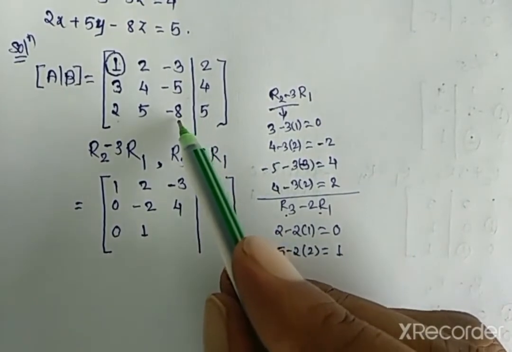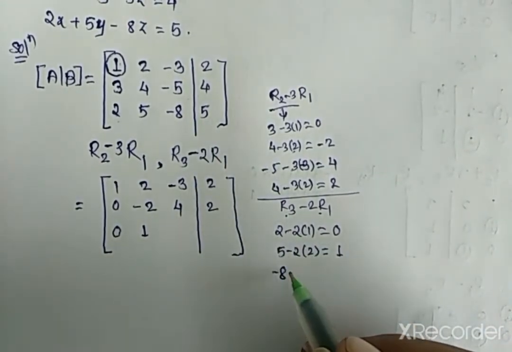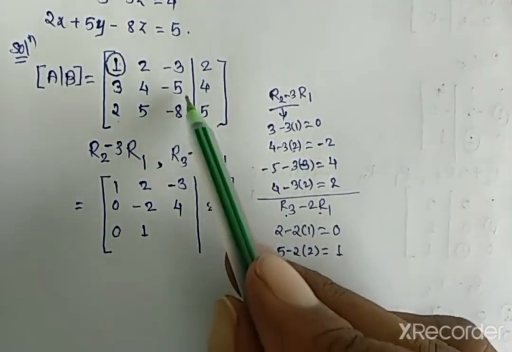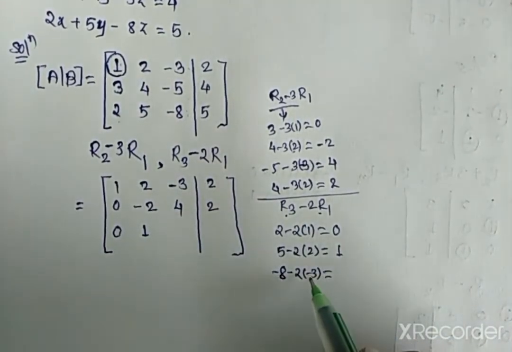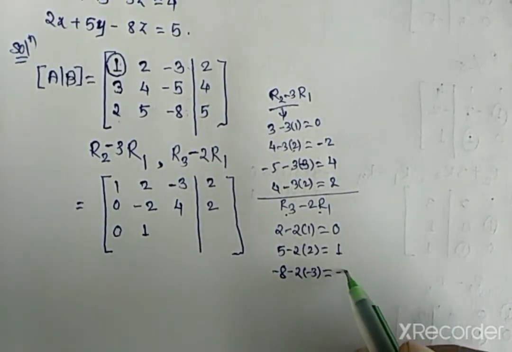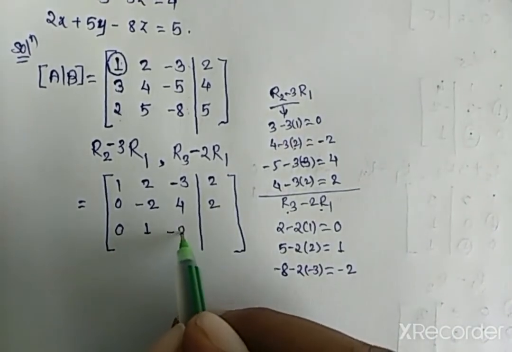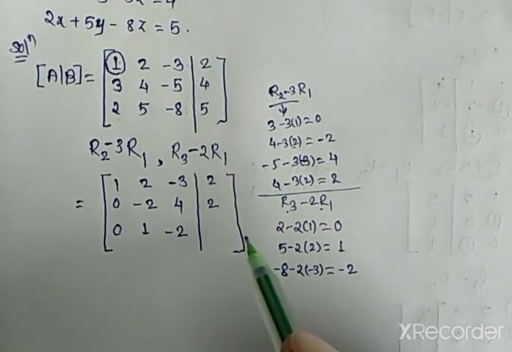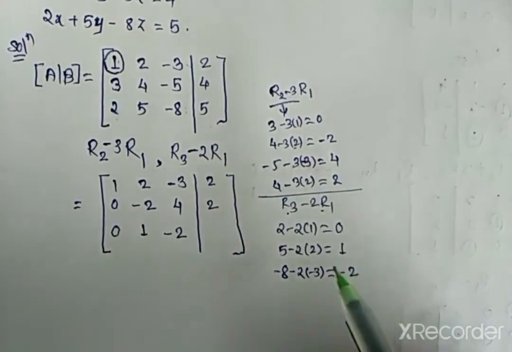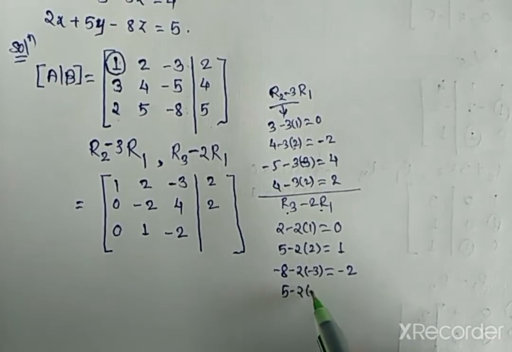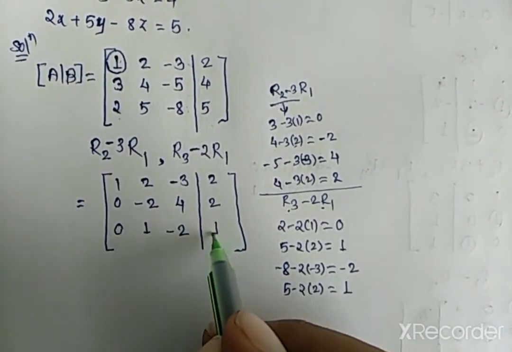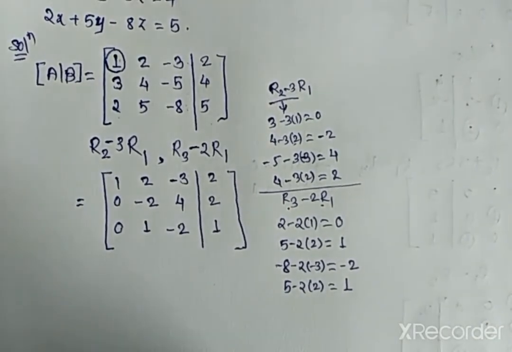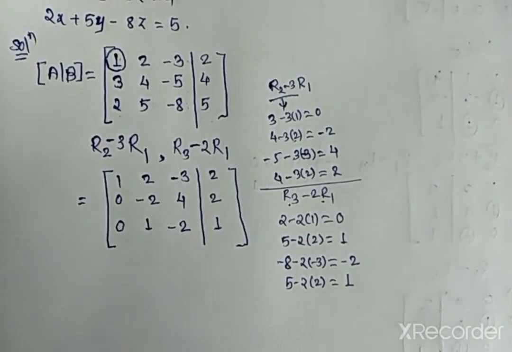Next, minus 8 minus 2 into minus 3, which gives minus 8 plus 6, which is minus 2. And the last position, 5 minus 2 into 2, which is 5 minus 4, which gives us 1. Okay, which is our first step.